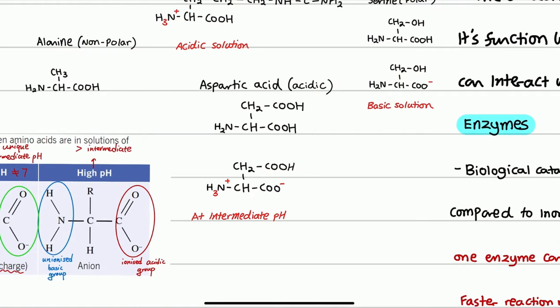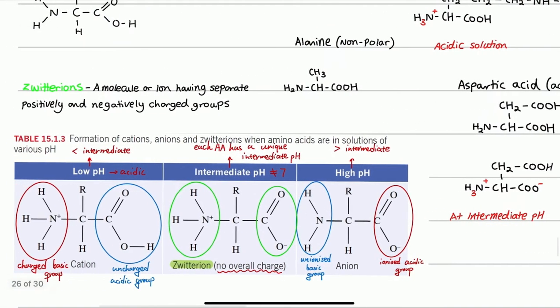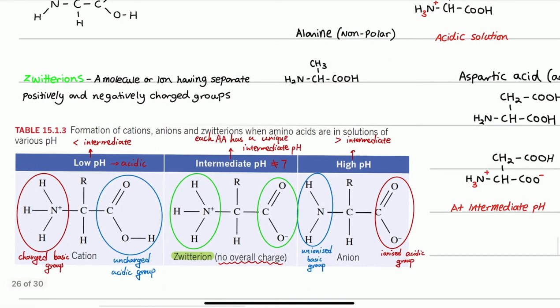The intermediate pH does not mean a pH of 7, as some places would say, although it can be for some amino acids, but that is not its formal definition. In fact, each amino acid has its own specific intermediate pH. But the good thing is you'd be glad to know that you won't need to memorize them for each specific amino acid.